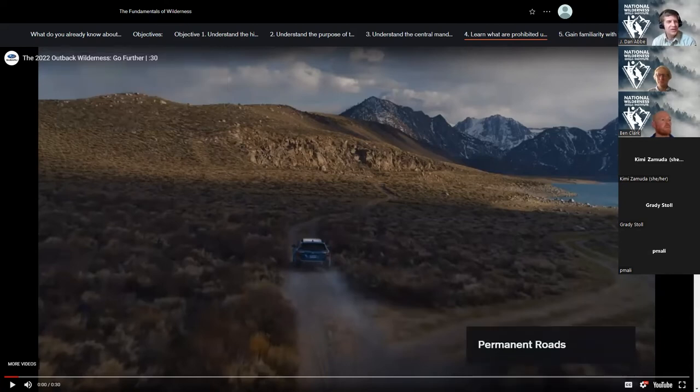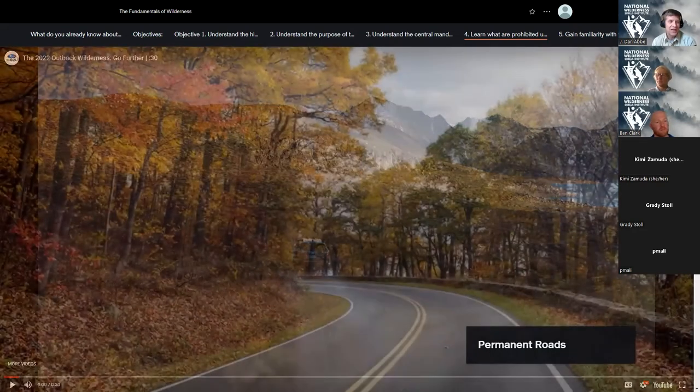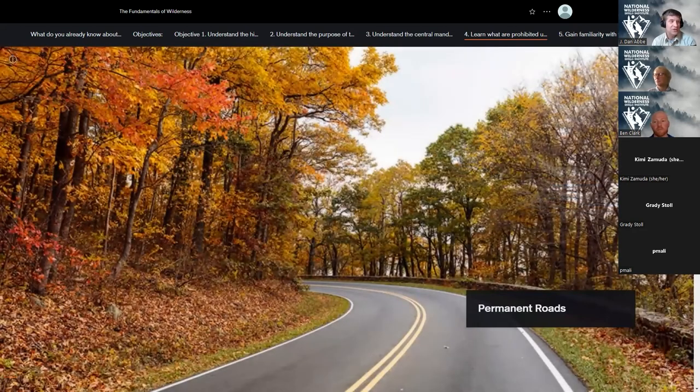We're going to run through the other 10. I see in chat, people got some good ones. Yes, no motorized anything. Motorized equipment, leave it as you found it. No mechanical things, good. No buildings, leave modern behind, good.